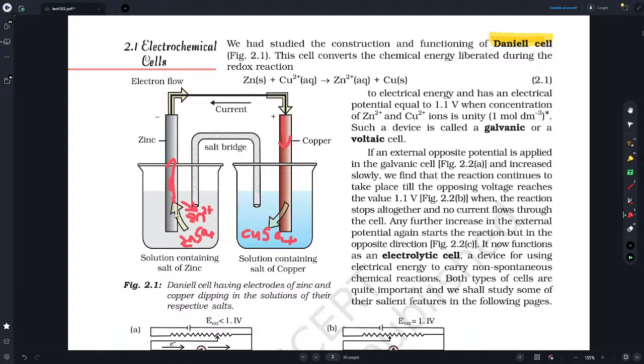Here the zinc atoms on the anode will dissolve into the solution to give electrons, which will be transferred here. See the electron flow, it will be transferred here. In here, the Cu2+ in the copper sulfate solution will take these electrons, which will flow here, and deposit on the electrode.